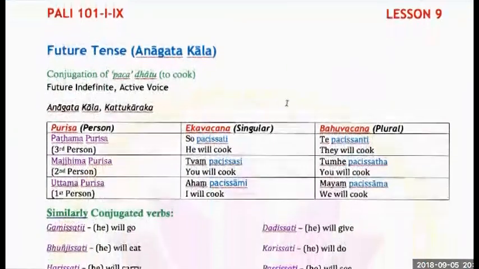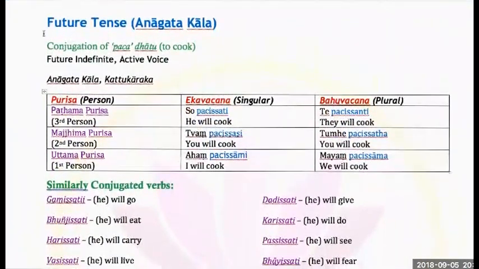Future means anagata kala. Agata means having come, already come. Na agata means not come, that means not yet come. So na agata becomes anagata. Kala means time, and so the corresponding Pali version for future tense is anagata kala.